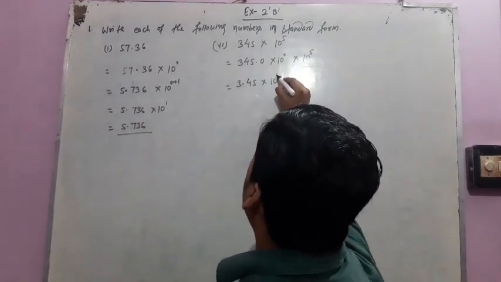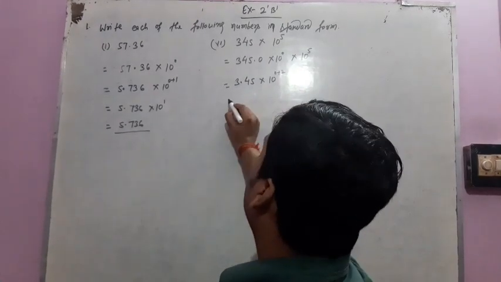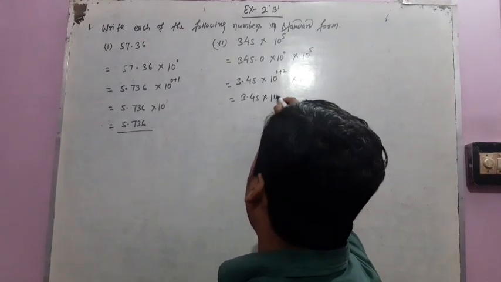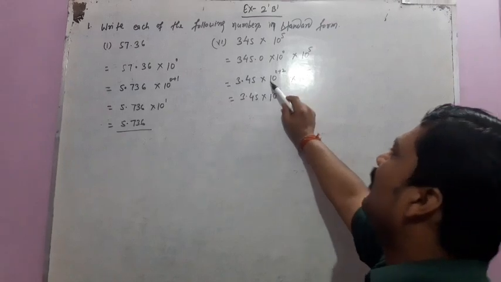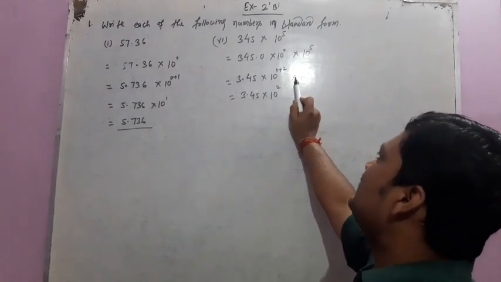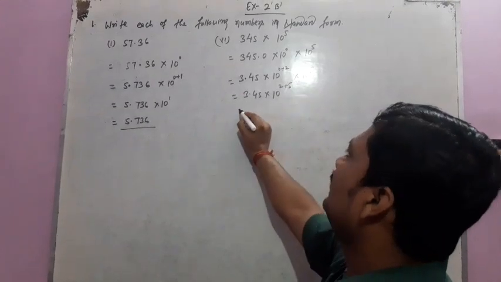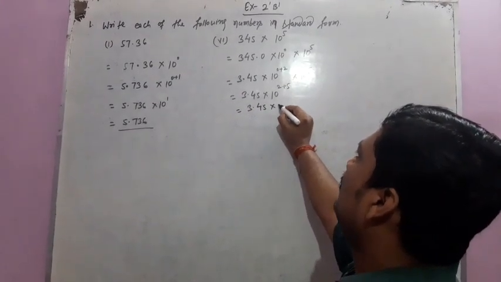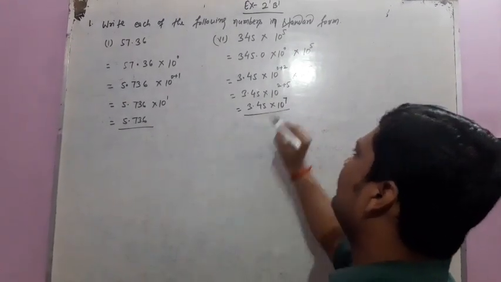That we have to add to the exponent in 10 to the power 5. So 3.45 into 10 to the power 2, and this power also we have to add with them. Why? Because if two numbers have the same base and they are multiplied, then we add their exponents: 2 plus 5. Therefore the standard form of 345 into 10 to the power 5 is 3.45 into 10 to the power 7.